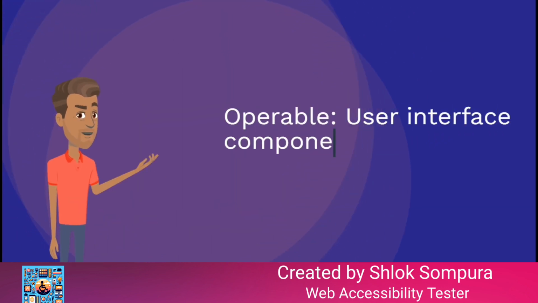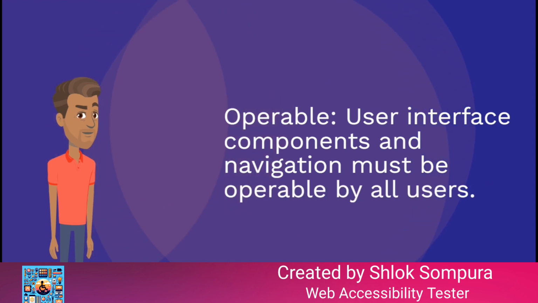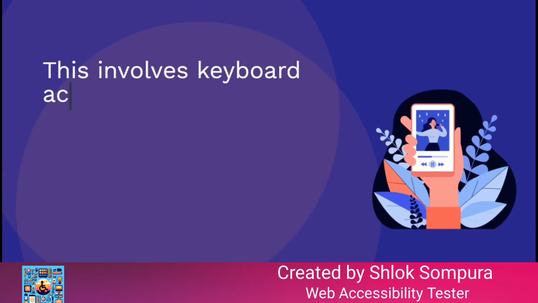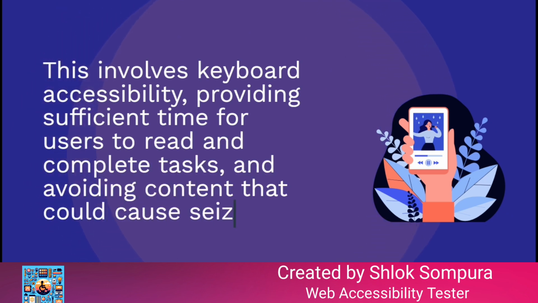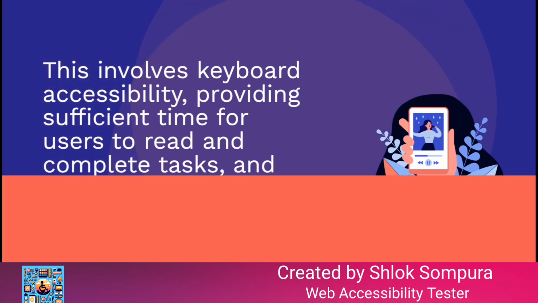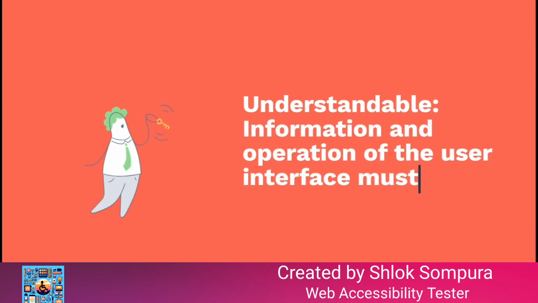Operable: user interface components and navigation must be operable by all users. This involves keyboard accessibility, providing sufficient time for users to read and complete tasks, and avoiding content that could cause seizures or physical discomfort. Understandable: information and operation of the user interface must be understandable.